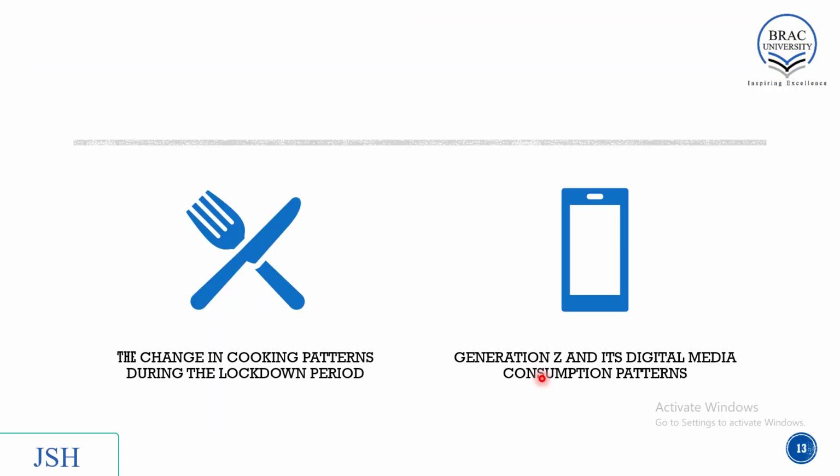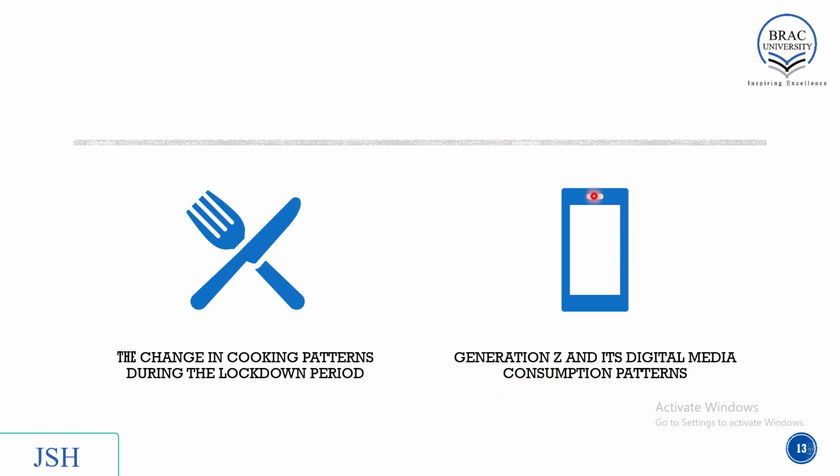Now, as mentioned earlier, for class discussion purposes, I would be using these two research titles for the whole course. One related to cooking patterns and the other related to digital media consumption patterns among Generation Z people.